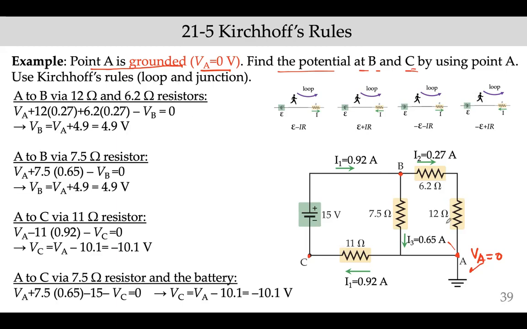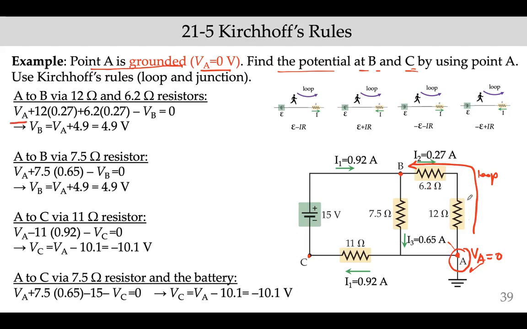Okay, so you can go from B to A in different ways. For example, first let's go from A to B by going through the resistors 6.2 and 12. Let's start from A, and then we go to B in this direction. This will be our loop rule, if you want. So what was the rule? First, write the potential of the starting point as positive, which is here.